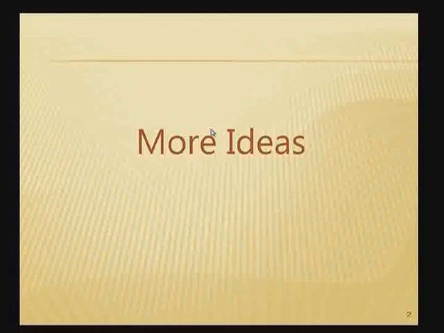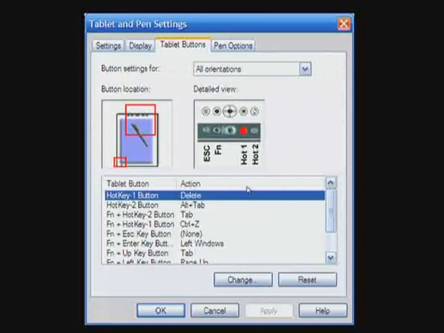Okay? More ideas. This is something from Tablet Edition. If I want to reassign, say, hotkey 2, I have to say, oh, that one's hotkey 2, and then I have to find hotkey 2. Why can't I just click here? Wouldn't that be so much better? That's just a small example of how you can look at something simple.